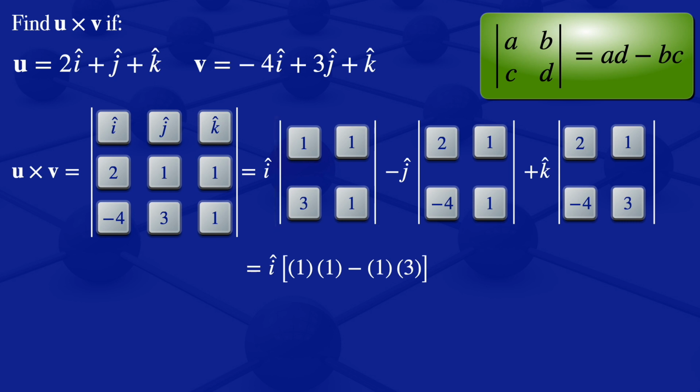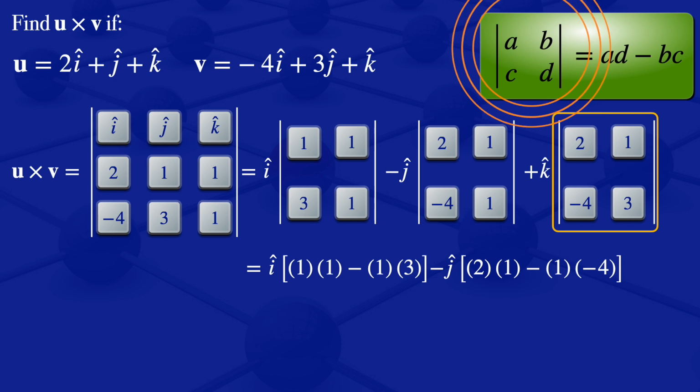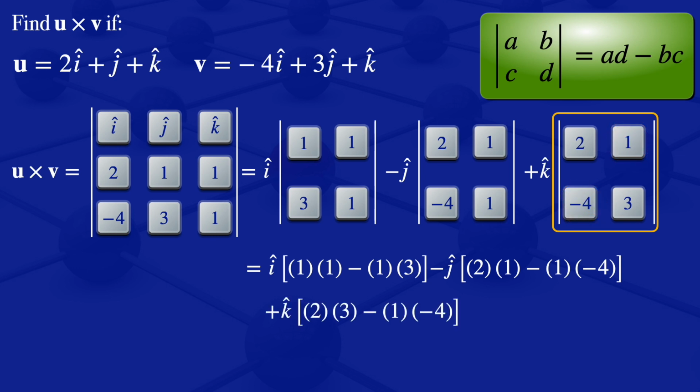I'll now go on to the next determinant, this one here. Using this formula, that's the product of these two elements minus the product of these two elements. So we have the minus j there multiplied by 2 times 1 minus 1 times -4. I now move on to the next determinant, this one here. We take the product of these two elements, subtract the product of these two elements, and our result there will be k multiplied by 2 times 3 minus 1 times -4.